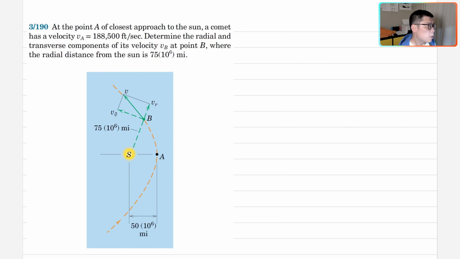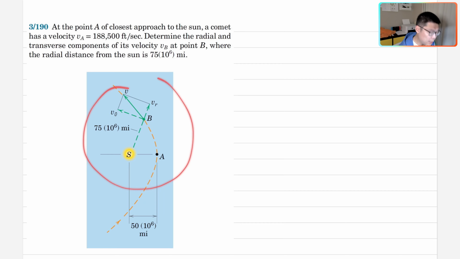In this video, we'll talk about example 3/190, which is part of section 3.10, angular momentum. So far, we have been using angular momentum for anything that is working on a smooth surface. When anything is moving on a smooth surface, that means there's angular momentum conservation.